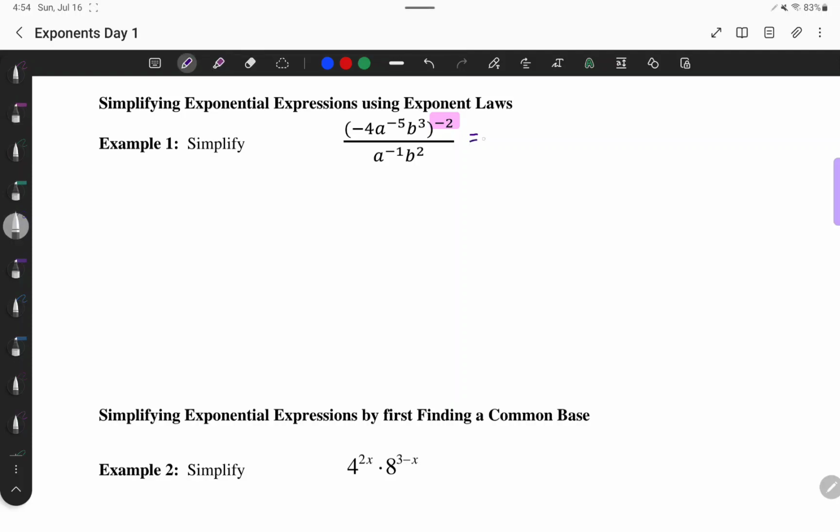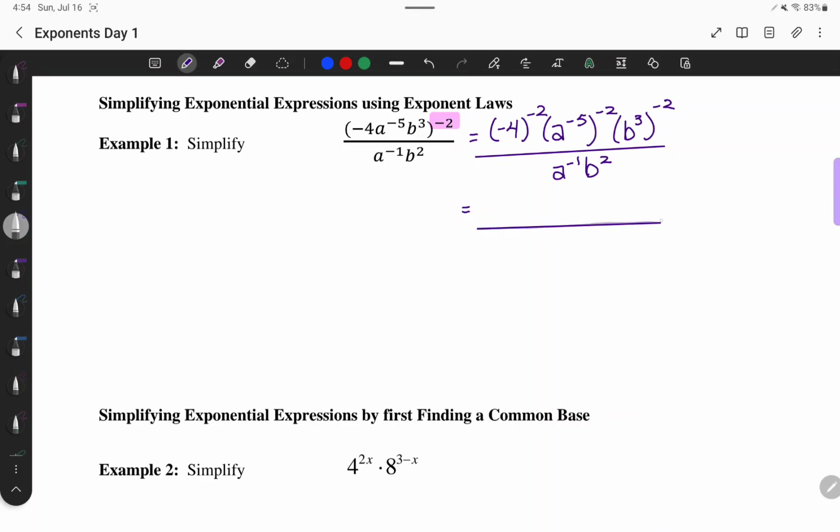Just to make this really clear, we're going to do this step by step. So including the constant at the front, -4, that also has that same exponent applied to it. Then we have a to the power of -5 to the power of -2, and b cubed to the power of -2. I'm also going to write out the rest of this expression, just so we don't lose anything: a to the power of -1, b squared. And I'm just going to do whatever I can to simplify the top of this. -4 to the power of -2, I'm actually going to bring that down into the bottom, and it will be -4 squared, giving it a positive exponent.